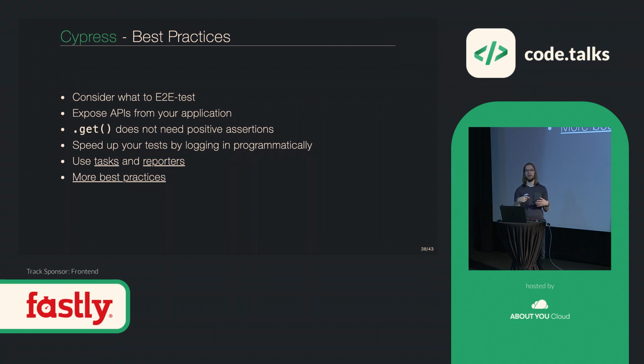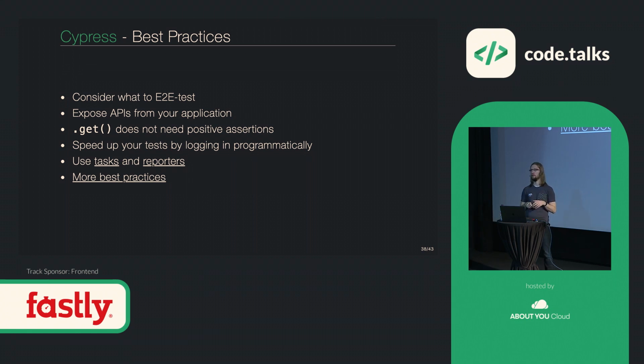So tasks is Cypress's way of doing out-of-band operations, maybe something to set up the database or to tear something down. And you can use reporters. Cypress is built on Mocha. You can use any sort of Mocha reporters to get structured output. Maybe you want to get JUnit XML files out of this or something that can integrate with your existing infrastructure. And there's a link for you to more best practices.